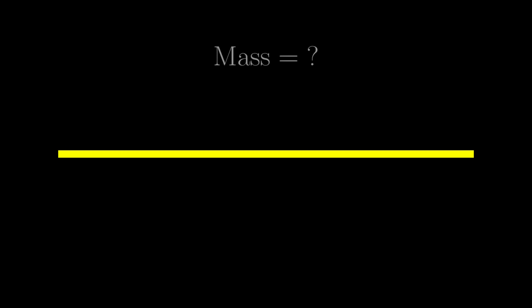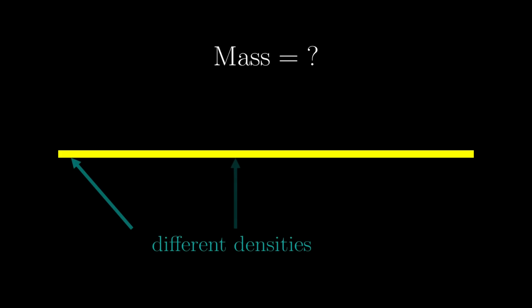Think about a heavy rod and we want to find its mass. Unfortunately, the densities at different places are different, and the density is described by the function f of x denoting the position on the rod. So how do we find the mass of this rod?